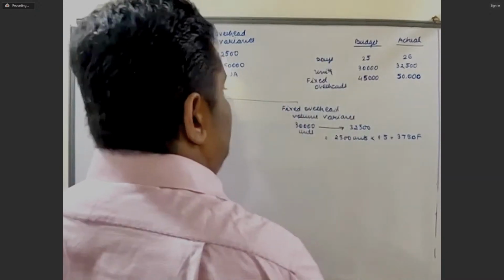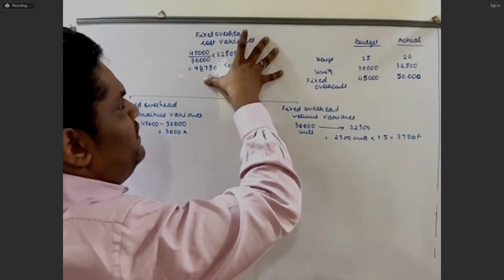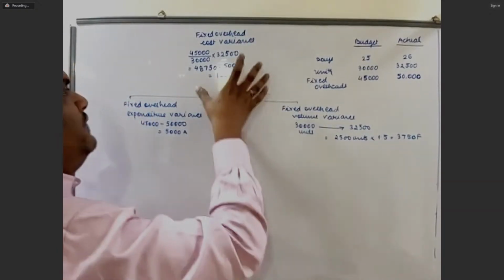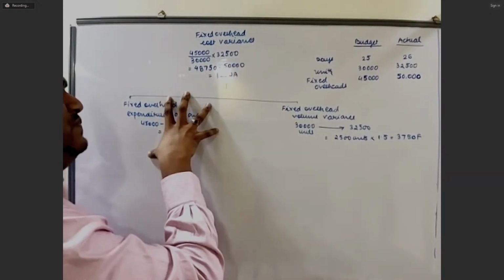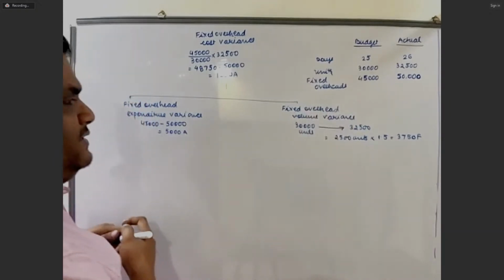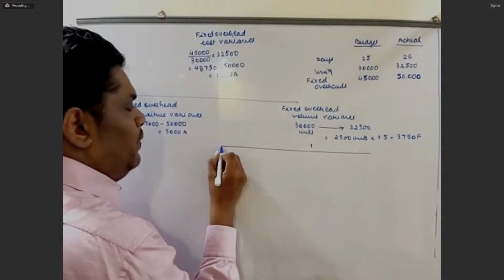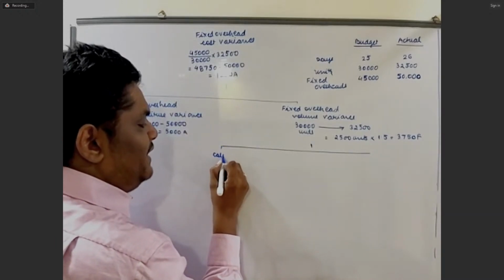So herein, if no information is given as regards hours, then there will be no change in cost variance. Again, cost variance will be same. Expenditure variance, again, no change. Volume variance, also no change. When talking about calendar variance, again, no change.